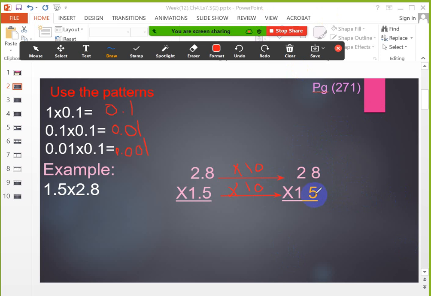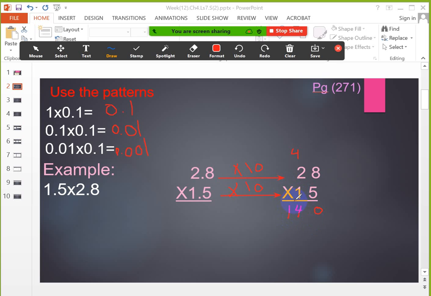Now let's start. 5 multiply 8 equals 40. So I will put 0 here and 4 above the tens. Now 5 multiply 2 equals 10 plus 4. 10 plus 4 equals 14. So I will put 14 here.